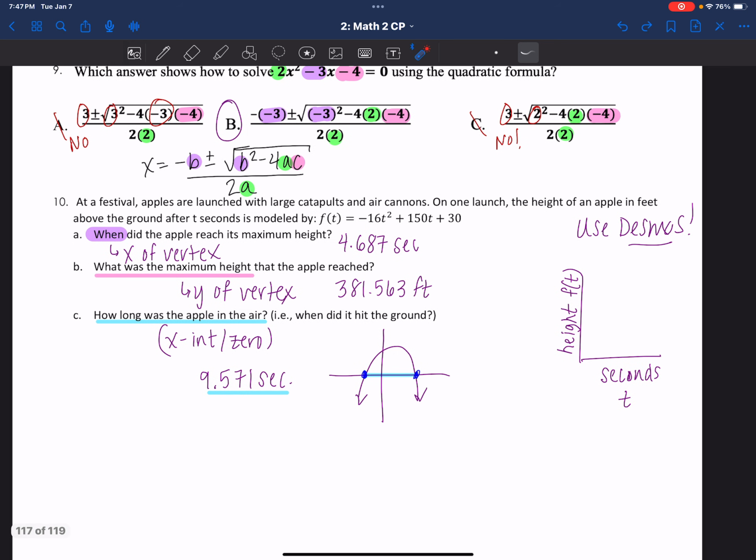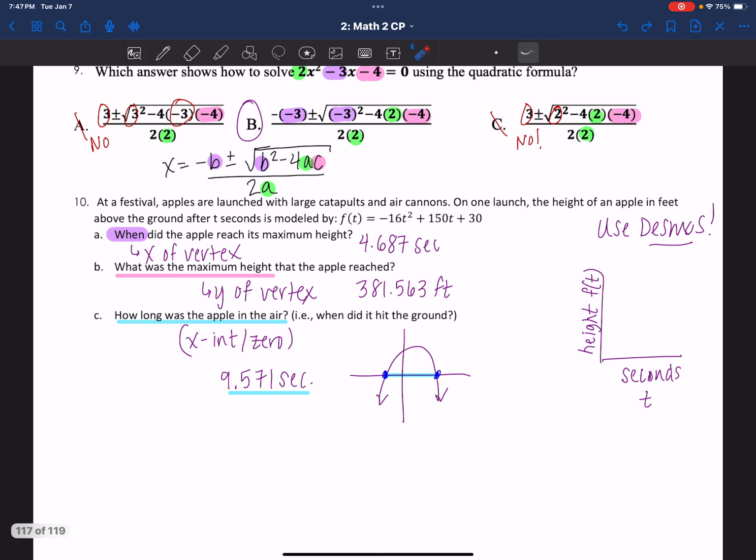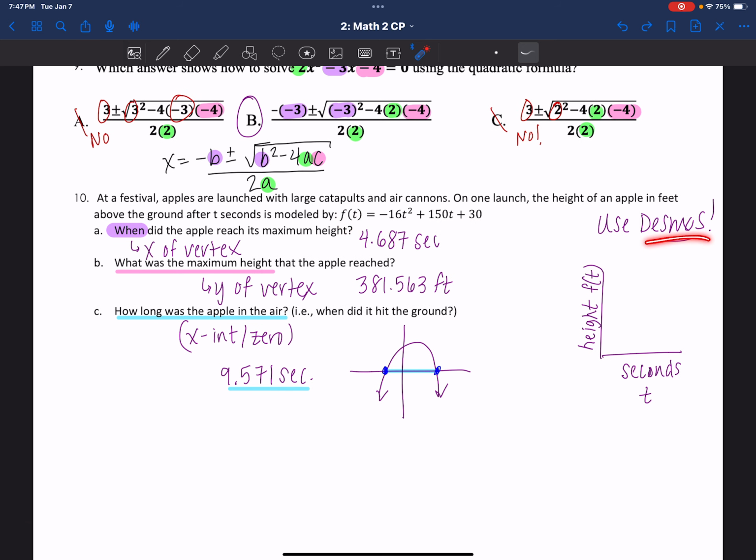All right, for number 10, this is the Festival of Apples launched with catapults. On one launch, the height of an apple in feet above the ground after t seconds is modeled by that. What I would do is go to Desmos, and your height is your y, seconds are your x. If we want to know when, you're looking at your x, so you're looking at your vertex x value. And for the maximum height, that's going to be your y vertex.